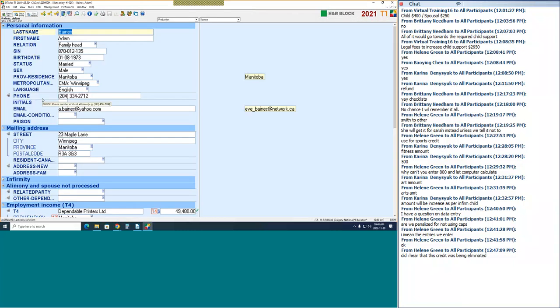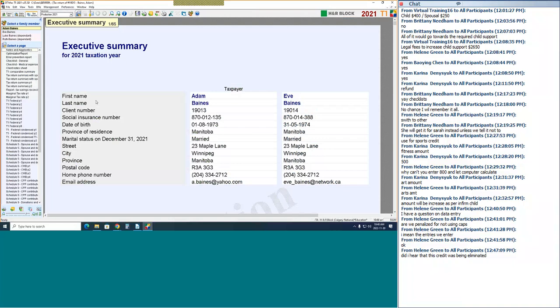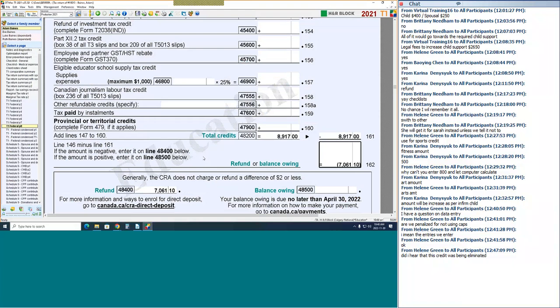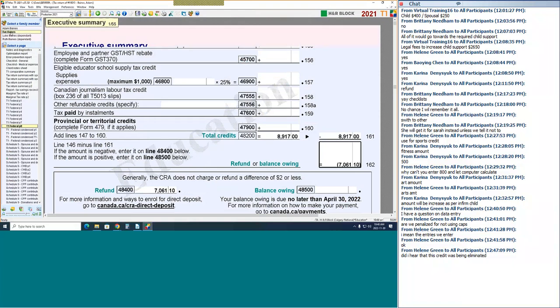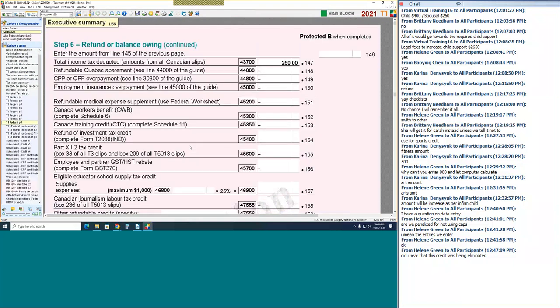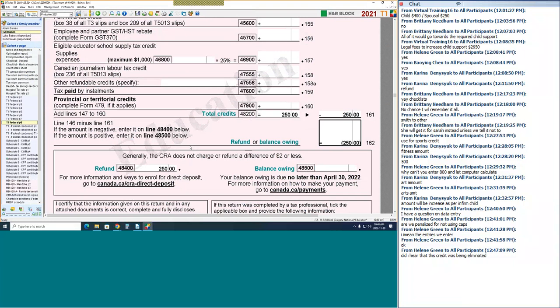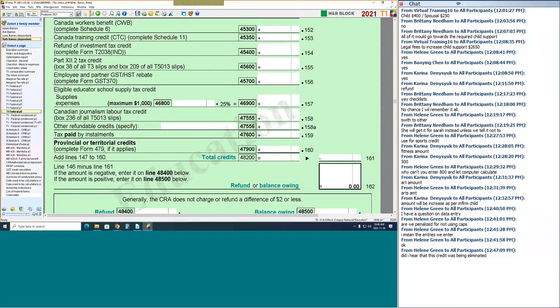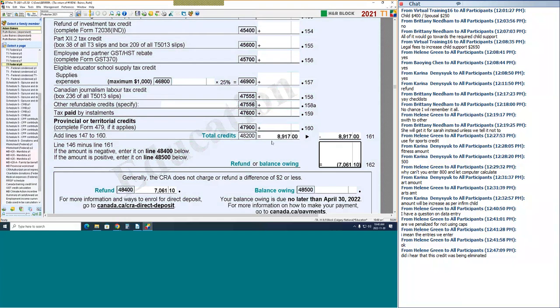Okay, open it up. Do a quick check to see if we're all in the same place. We might have different numbers depending on what we had done in class. So let's see if we have the same things. I have a refund for Adam of $7,061.10. And for Eve, I have $250. And for Ruth, I have 0. So let's see if you have the same things, or if you have a different number, let me know what number you have.